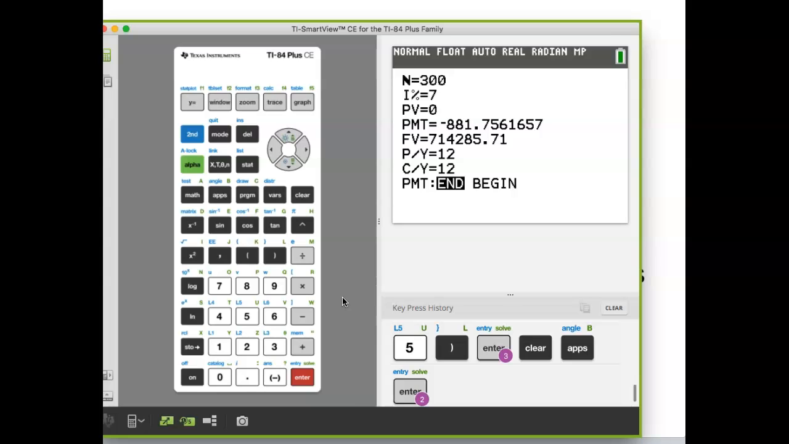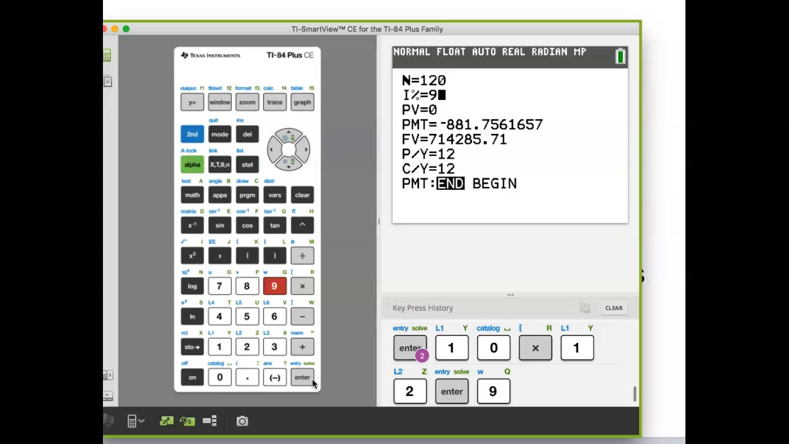Remember that N is the total number of payments that you're going to be making. We're paying for 10 years, and we're paying every month, so that's 10 times 12. There you go, so 120 total payments. We have an interest rate of 9%. And the first thing we're going to figure out is, sorry, what are our monthly payments?